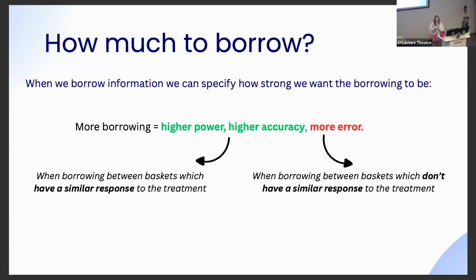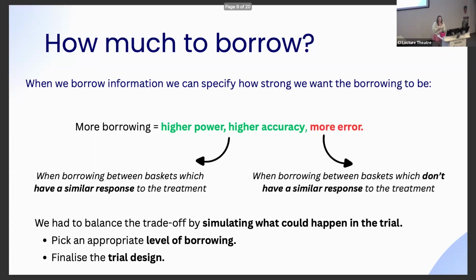To control this, we can look at the strength of borrowing. The more borrowing, the bigger that trade-off is: the higher error we'll likely see, but the higher power. This is something we really explored in this trial. We looked at different strengths of borrowing, and through simulation studies we looked at the power and the error for different strengths of borrowing and picked one that gave the appropriate trade-off.